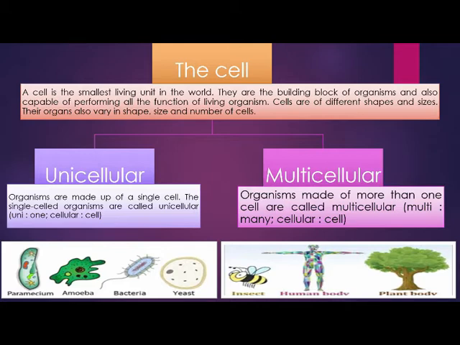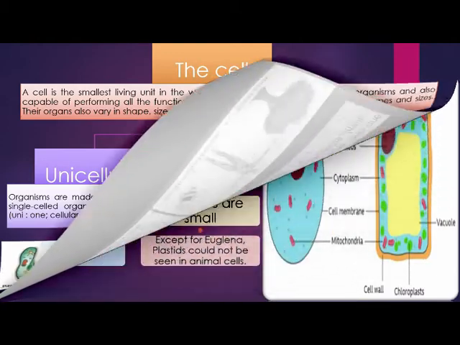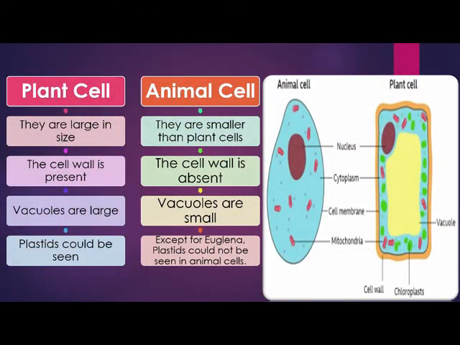The examples of unicellular organisms are paramecium, amoeba, bacteria and yeast. The examples of multicellular organisms are insects, the human body and the plant body. You all can easily distinguish between plants and animals by the functions they perform. Now let's see what is the difference in their formation of cells. The difference between plant cells and animal cells are: plant cells are usually larger in size than animal cells. Animal cells are comparatively smaller than plant cells.